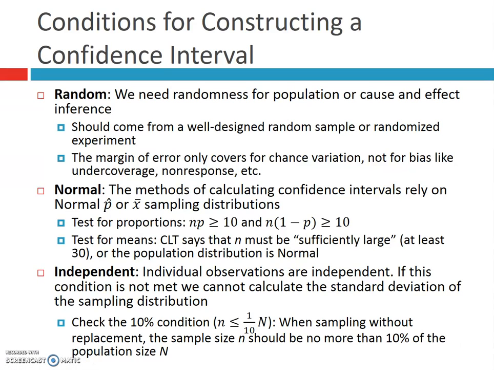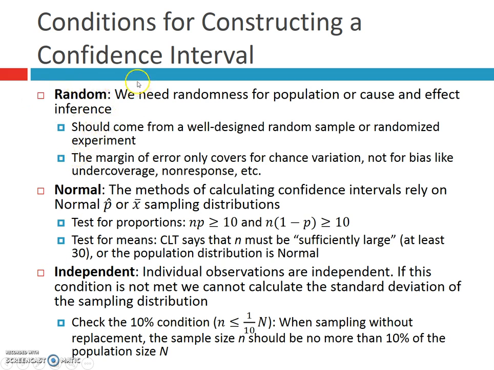Continuing where we left off from our 8.1 video, we just finished a few examples, and now a few things to talk about: conditions for constructing a confidence interval. We talked about two of these conditions in the previous chapter, chapter 7. We talked about how to test for the normal condition and also for the independent condition.